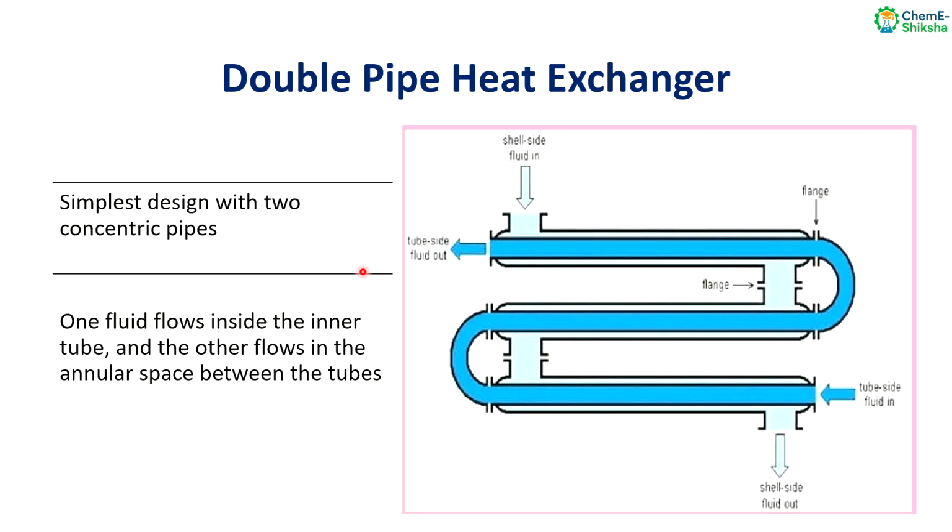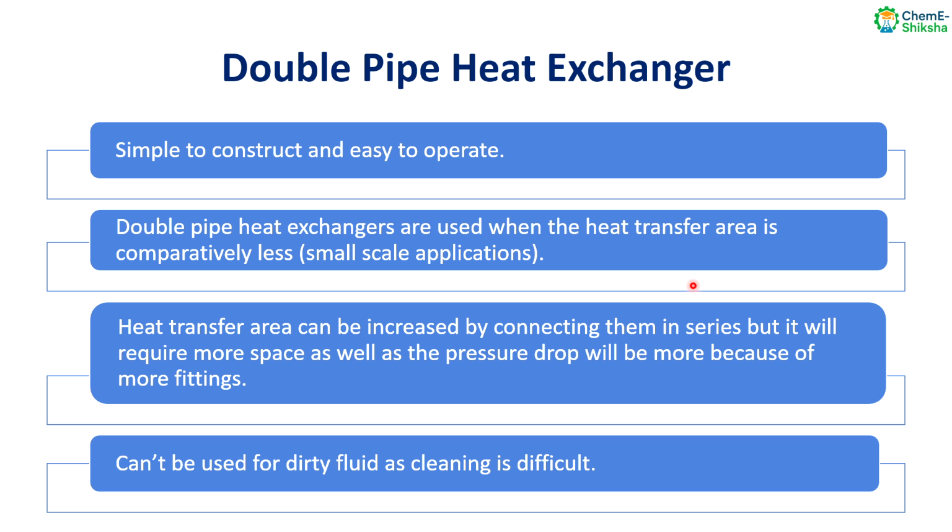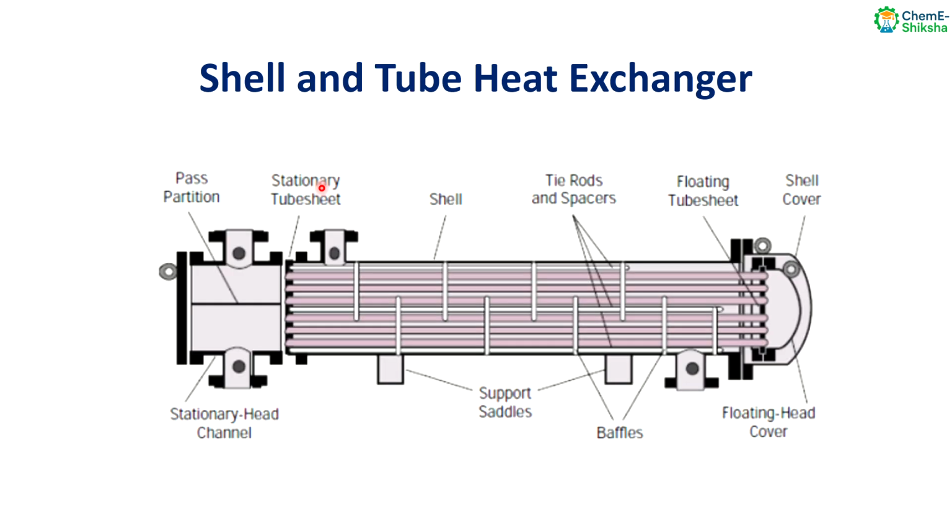But in that case, the number of flanges will be much more, so the pressure drop across the heat exchanger will be more. Another thing is that the space requirement will be more because we are connecting them in series. Now, it can't be used for dirty fluids as cleaning is difficult. So cleaning is difficult in this double pipe heat exchanger, and that's why it cannot be used for dirty fluid. But its advantages are that it is simple to construct and easy to operate as well.